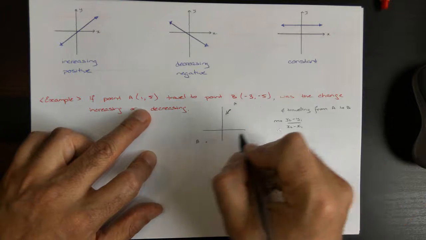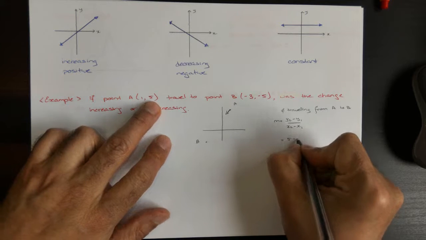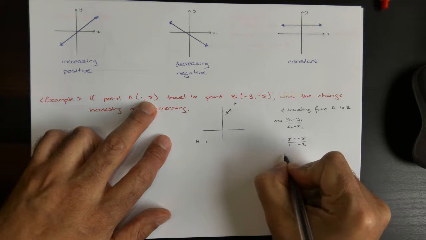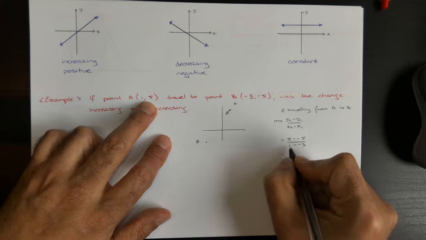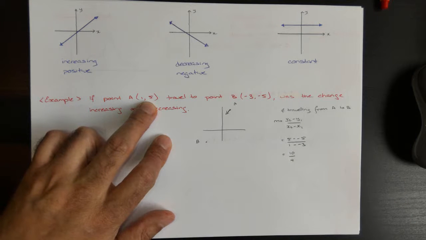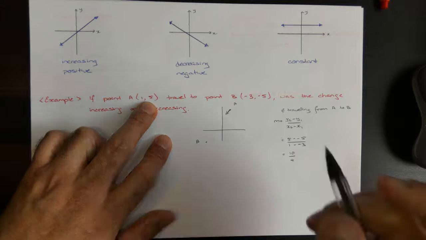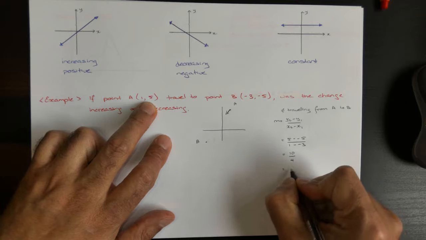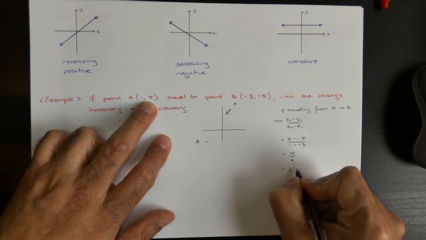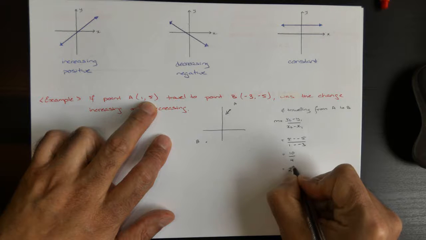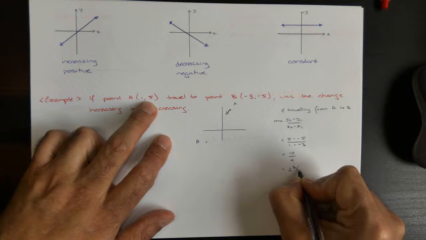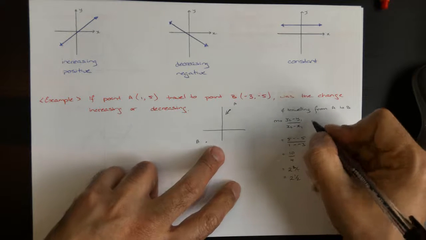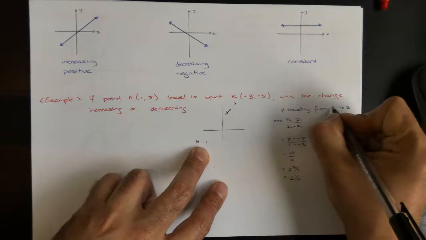Traveling from A to B, so 5 minus -5, and 1 minus -3, so it becomes 10 over 4, sorry, and that's obviously giving me 2 and 1/5, so 2.5. So in this situation, this is actually traveling from B to A.